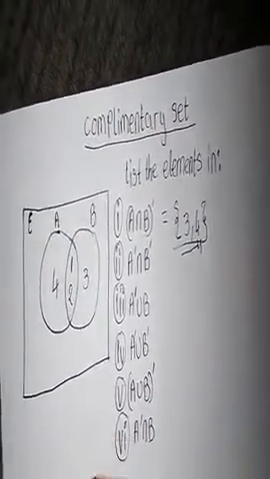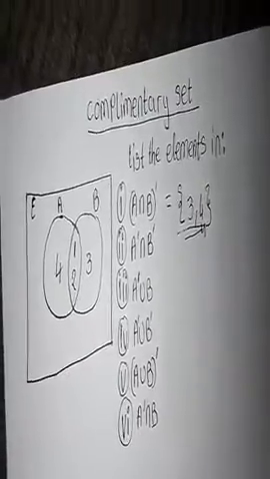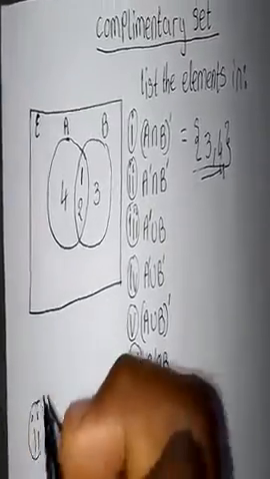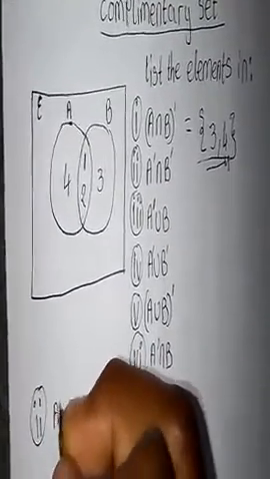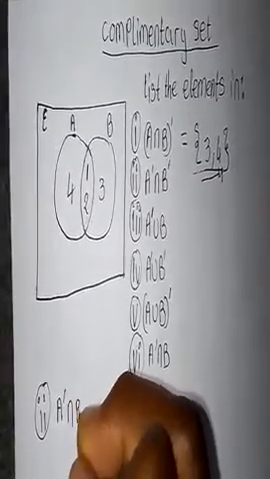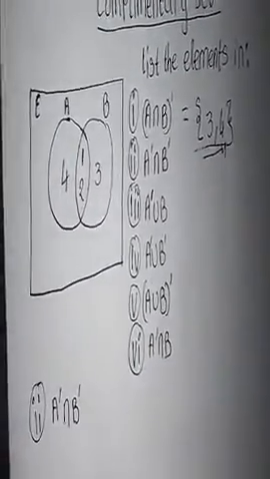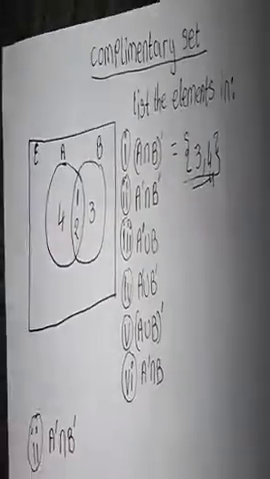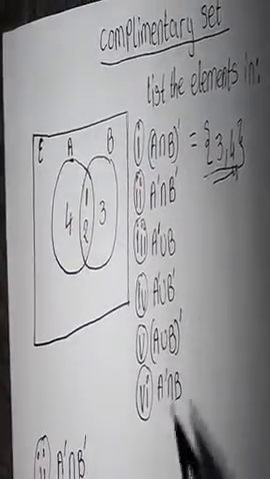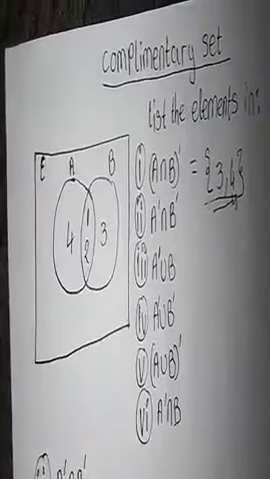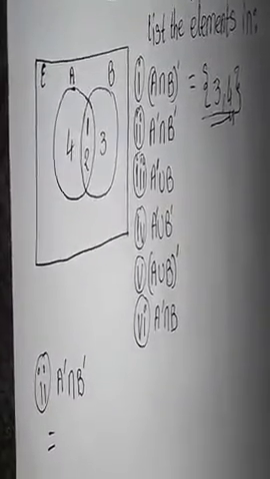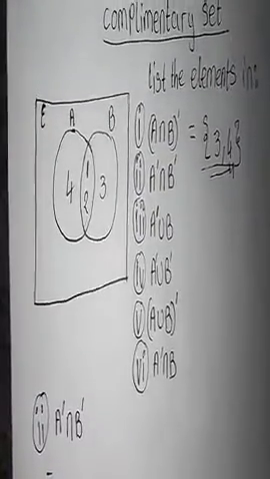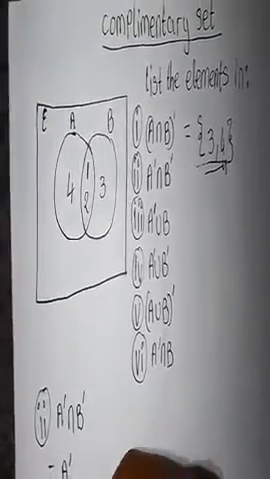The next one, I'm going to write it by the left side here. Number 2, we have A complement intersection B complement. So here, first we're going to list these sets step by step. Then after that, that's when we're going to write the answer. So let's list first the elements which are in set A complement.